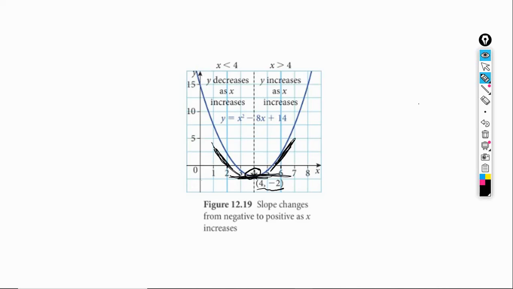So we could see that for the derivative, to the left we're going to get a negative slope, and then here for the derivative, we're going to get a positive slope. So that tells us that the graph is increasing here, because the slope is positive, and it tells us that the graph is decreasing here because the slope would be negative. Notice that that is explained here: slope changes from negative to positive as x increases. So that's something we're going to use in the following problems.